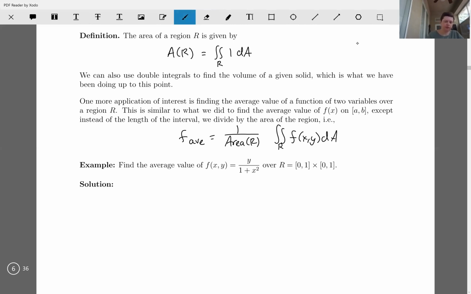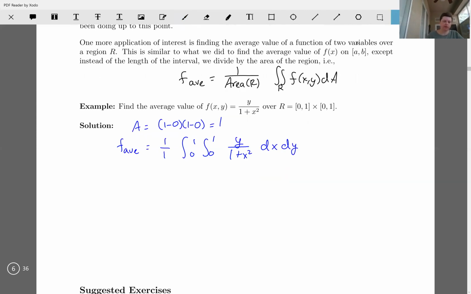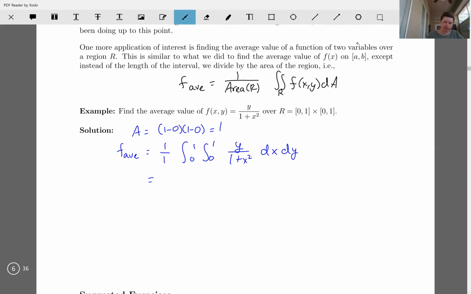So we'll do a rapid example. Let's find the average of this function over our region. So first of all, the area is 1 minus 0 times 1 minus 0, which is 1. And so the average is going to be 1 over 1 times the integral from 0 to 1 and 0 to 1 of our function y over 1 plus x squared. Let's just get it over with and integrate with respect to x first, but you should test this doing both.